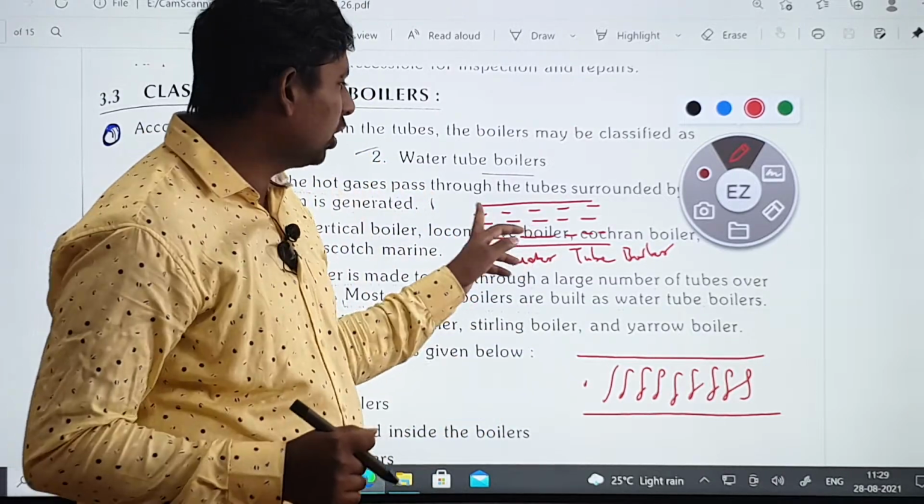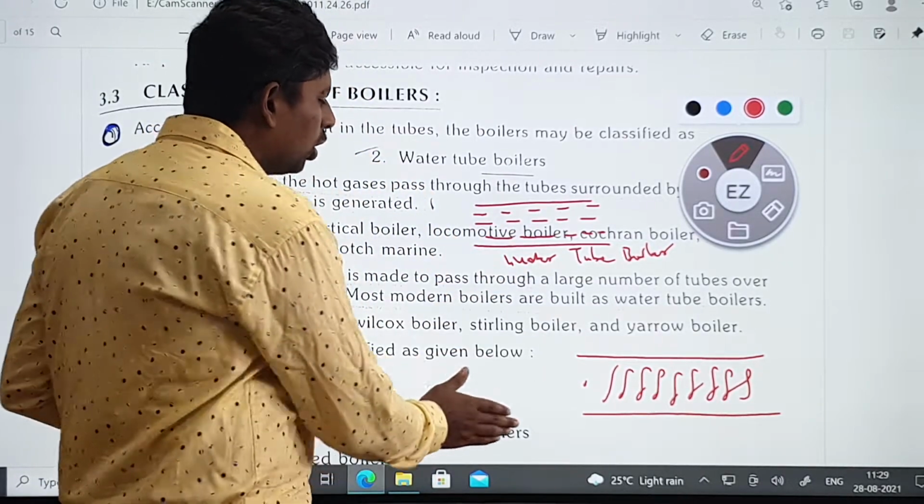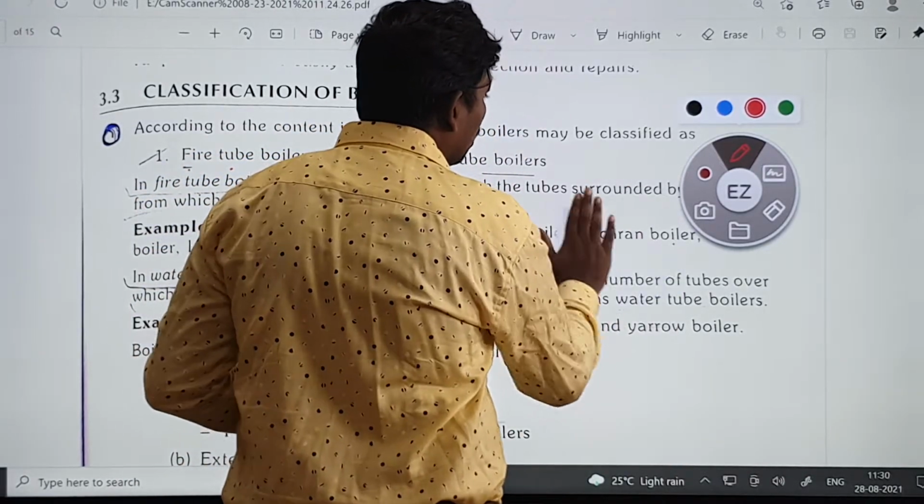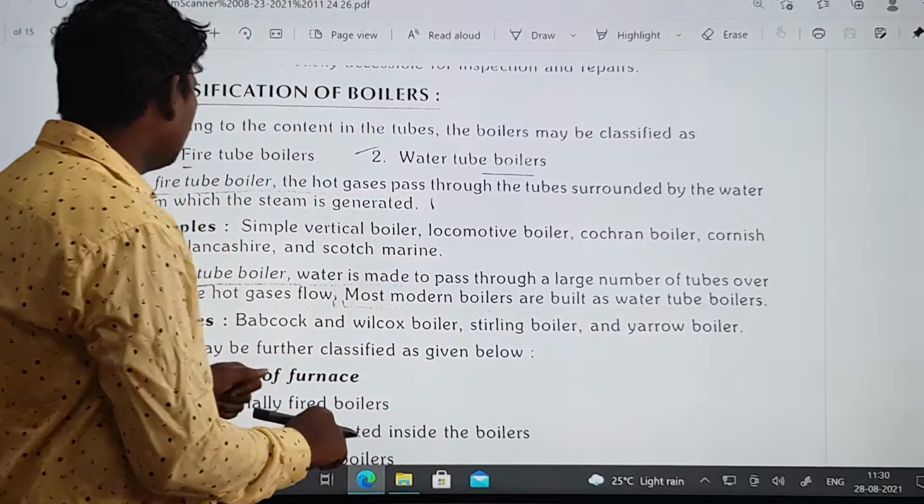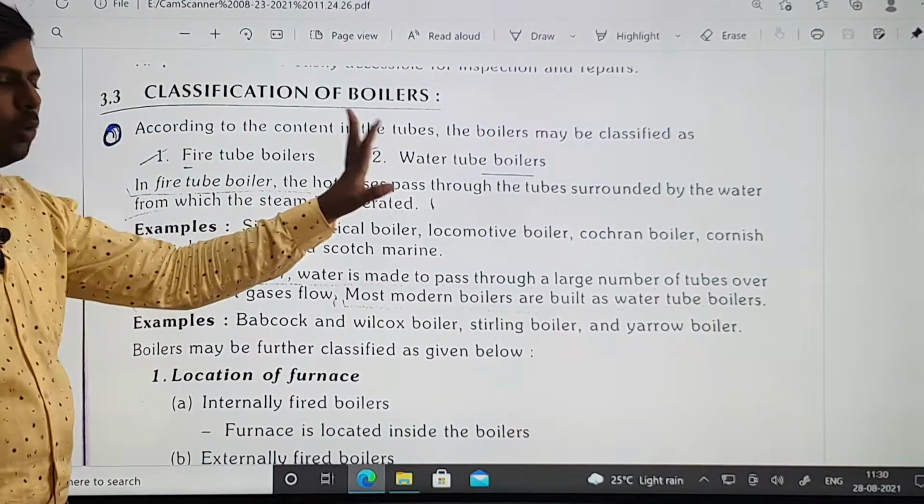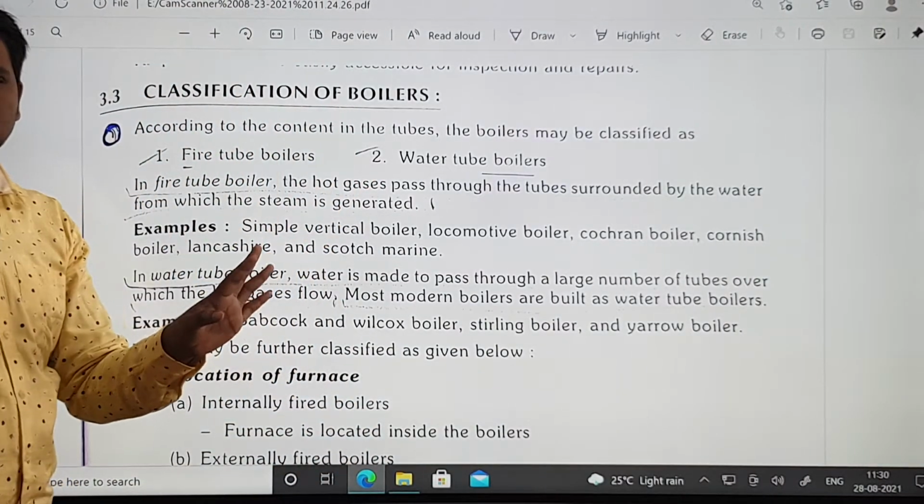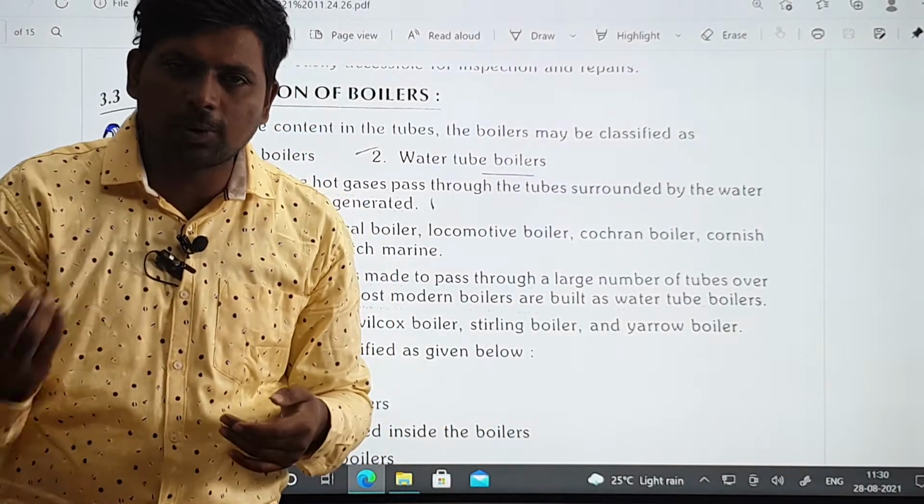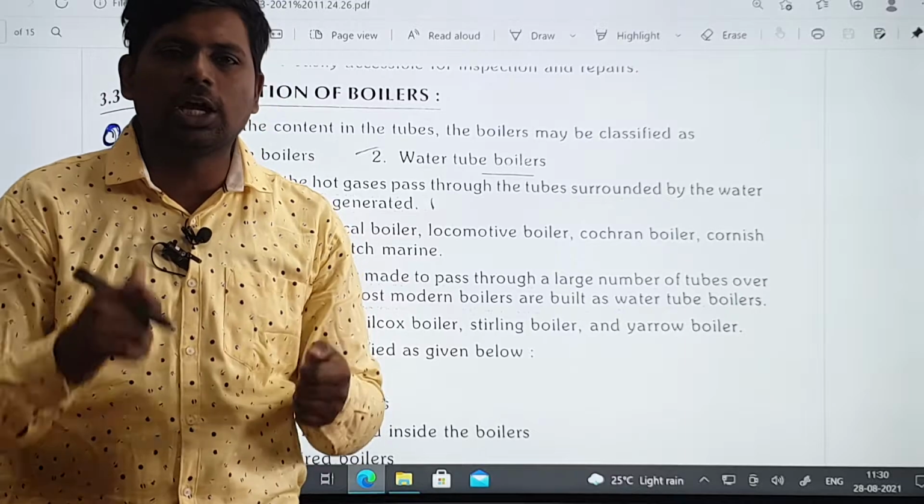You have to remember what is a fire tube boiler and what is a water tube boiler. This is the clear concept: inside the tube, if water is there, it is a water tube boiler. Inside the tube, if fire is there, that one is known as the fire tube boiler.